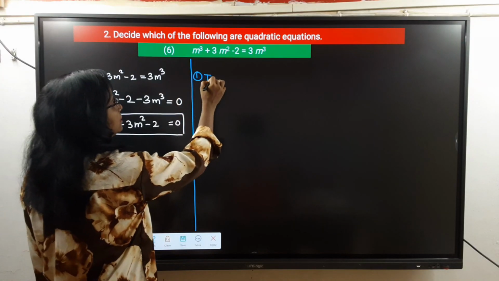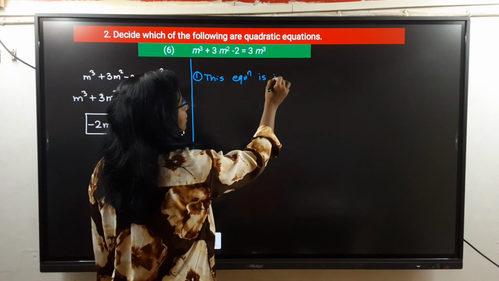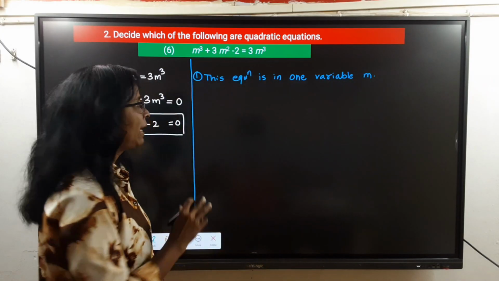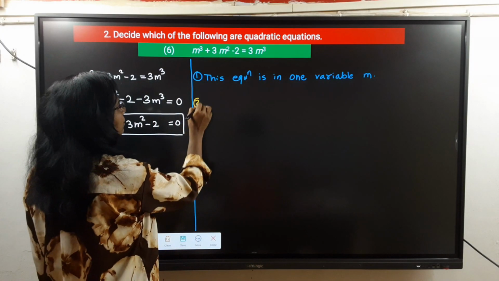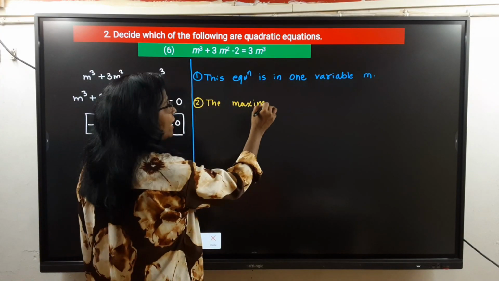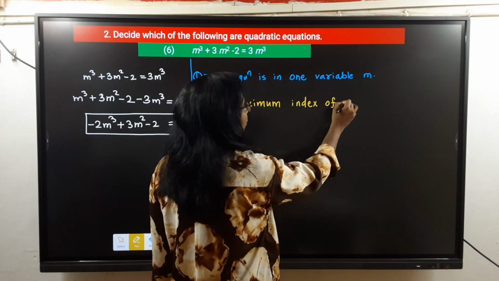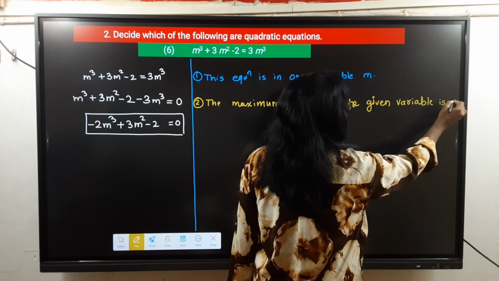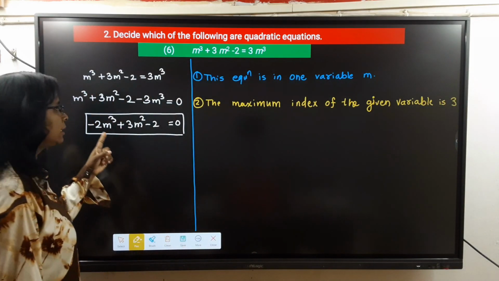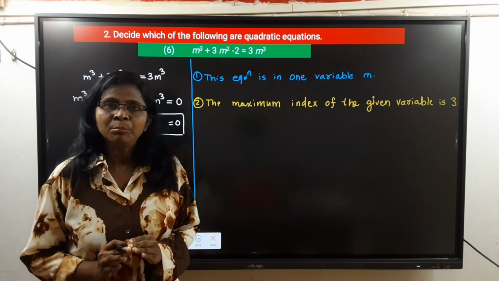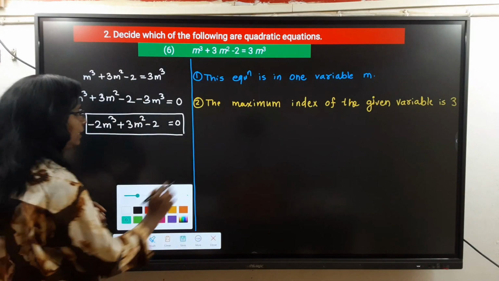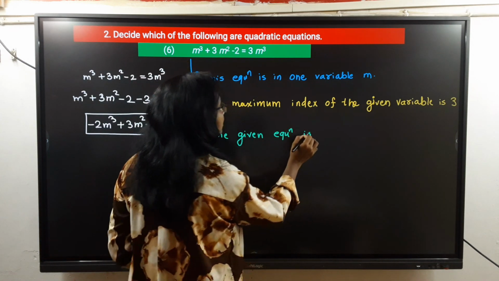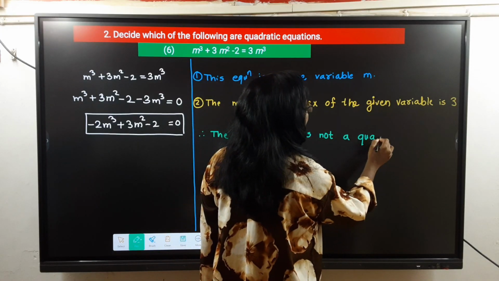So the first condition is that this equation is in one variable y. So this condition is fulfilled by this equation. Second one, the maximum index of the given variable is 3. Now here the maximum index of the given variable is 3, and that's why this second condition is not fulfilled by this equation. So directly we say that, therefore, the given equation is not a quadratic equation.